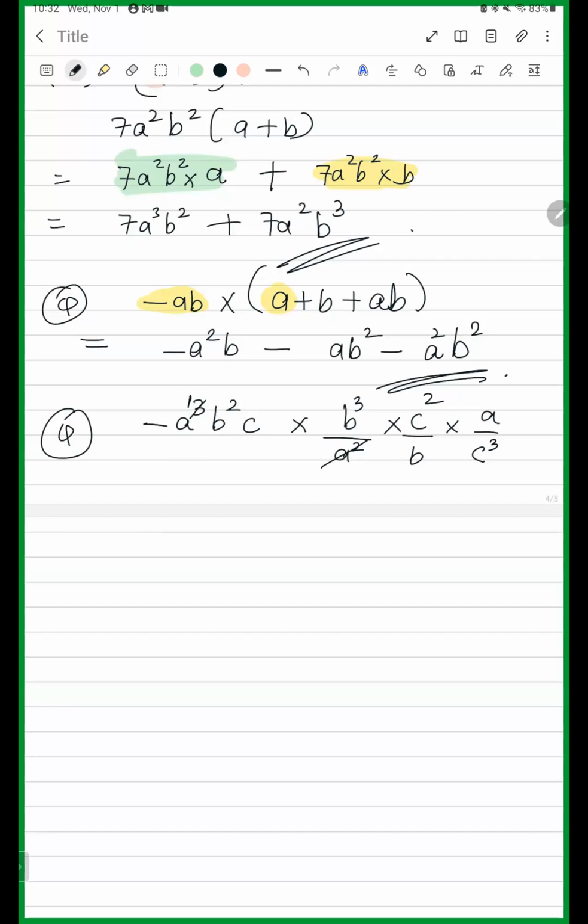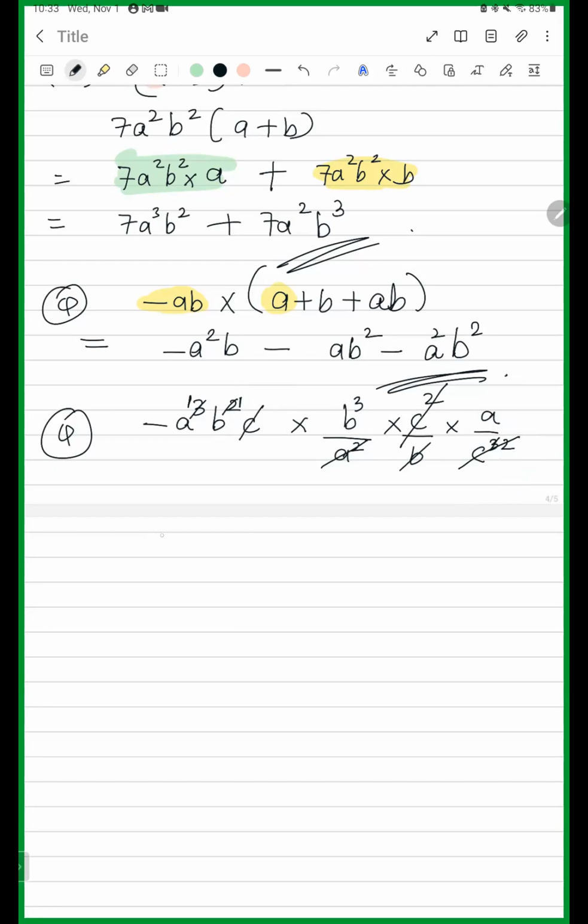So when you cancel a square with a cube, only one power of a will be remaining. Then b. When you cancel b with b square, only one power of b will be remaining. Now when you cancel this c with c cube, two powers of c will be remaining, because over here it is c and here it is c cube. So 3 minus 1 is 2. So here now c to the power 2 and here also c to the power 2. So these two get cancelled.